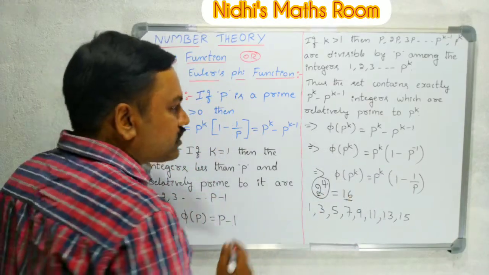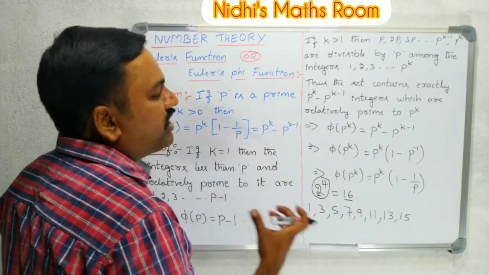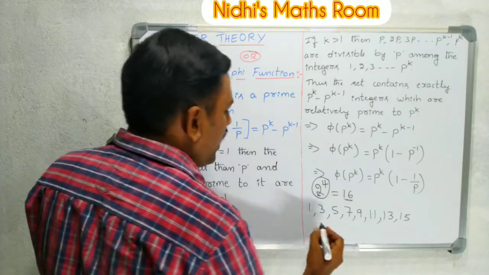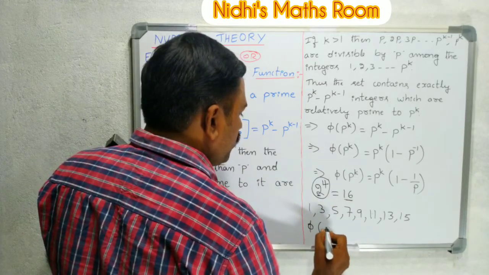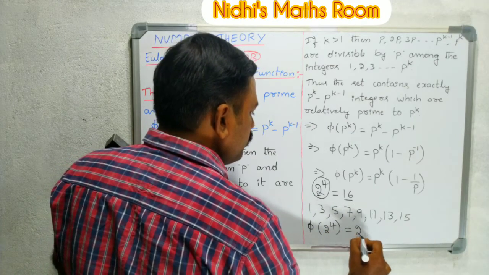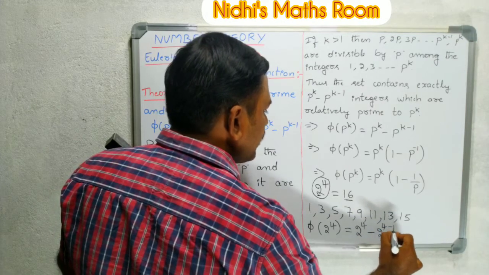Is it clear? So on the basis of this concept, I find the number of integers which are relatively prime with 16 and less than 16. See here, φ of 2 power 4 is nothing but 2 to the power of 4 minus 2 to the power of 4 minus 1.